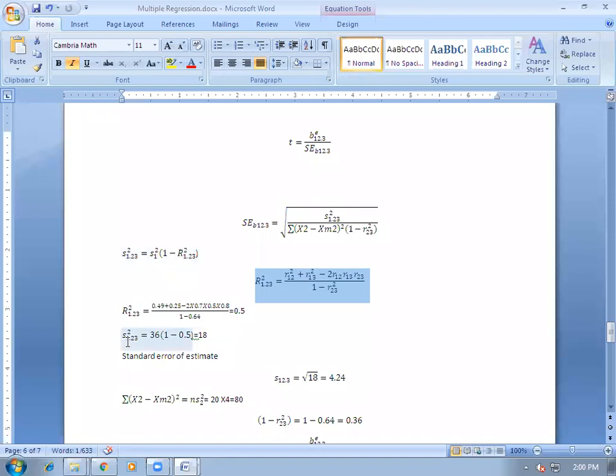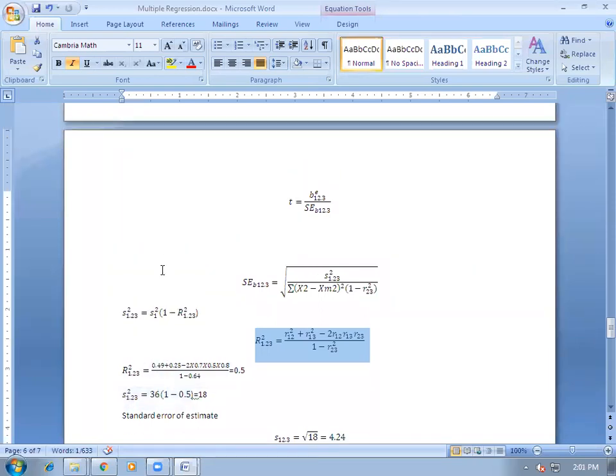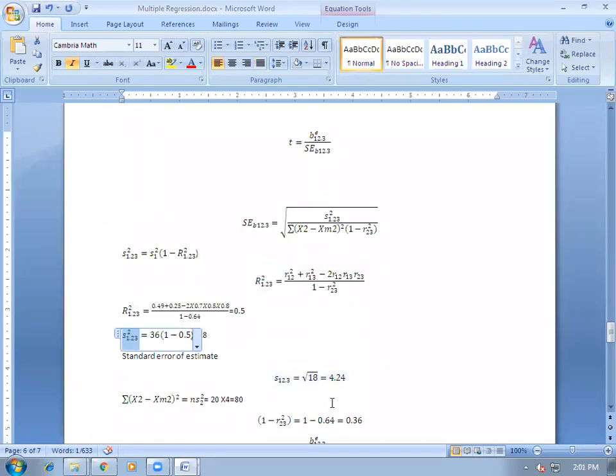After that, we will calculate the standard error of estimate. This will be calculated through this formula, standard deviation 1 square times 1 minus R1.23 square. This will come out to be 18. Then the standard error of estimate can be calculated by taking the square root of this 18. It will be 4.24.